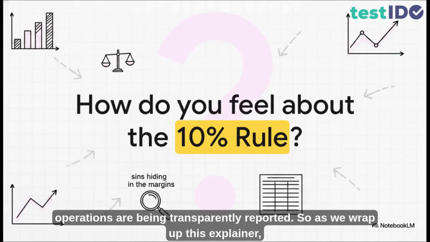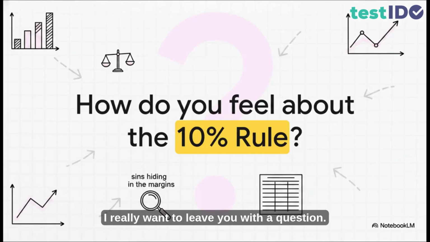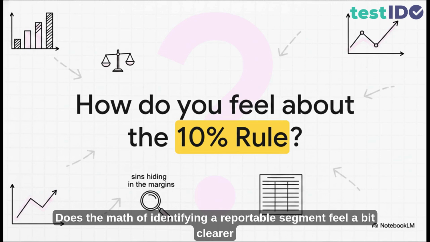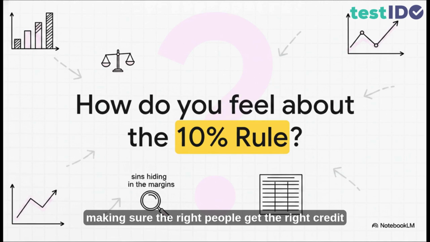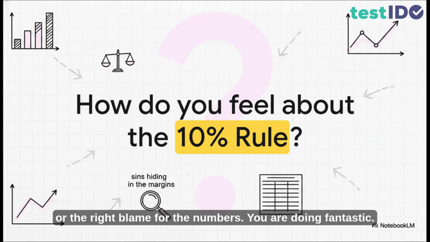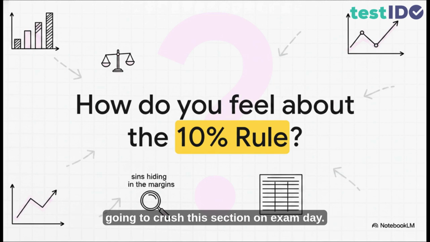So, as we wrap up this explainer, I really want to leave you with a question. How are you feeling about that 10% rule? Does the math of identifying a reportable segment feel a bit clearer to you now? Remember, segment reporting is all about accountability, making sure the right people get the right credit or the right blame for the numbers. You are doing fantastic. Just apply these rules strictly and you are absolutely going to crush this section on exam day.